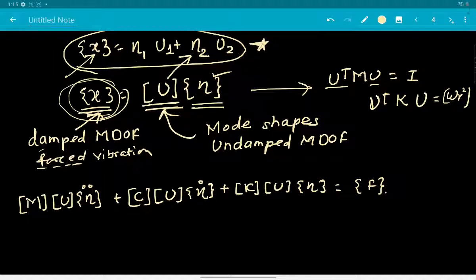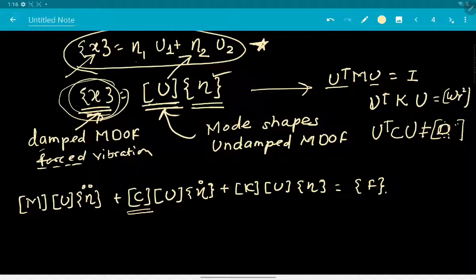However, as I just said, the C matrix need not always satisfy this condition, that U transpose C U need not always be a diagonal matrix. So this D is a diagonal matrix, but it need not always be diagonal. It can still have non-zero off diagonal terms.